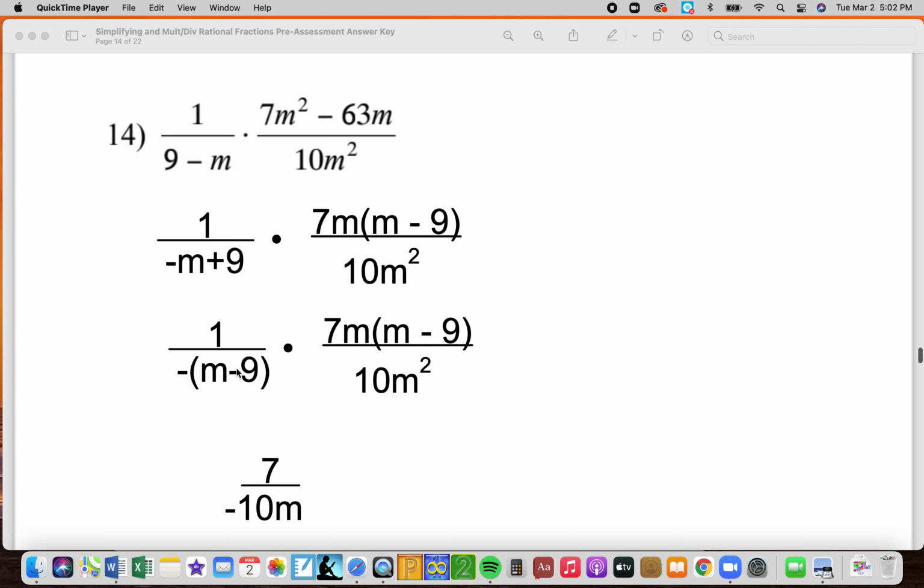Don't lose those negatives after you cancel these things. A number of students are finding that they sort of forget this. Now this negative can be in the numerator or the denominator, so an acceptable answer would also be negative 7 over 10m.